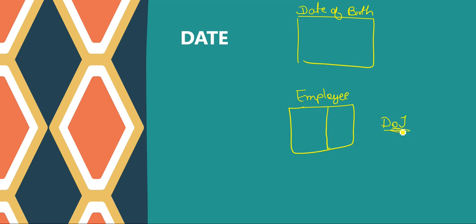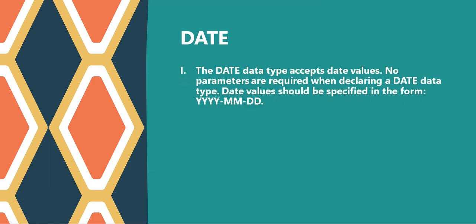So obviously this date of joining and date of birth will be in the form of date, right? So to store a date, we need to have a data type called date. So the data type accepts date values. No parameters are required when declaring a date, meaning we do not need to consider this. Any parameters are not required by this data type.